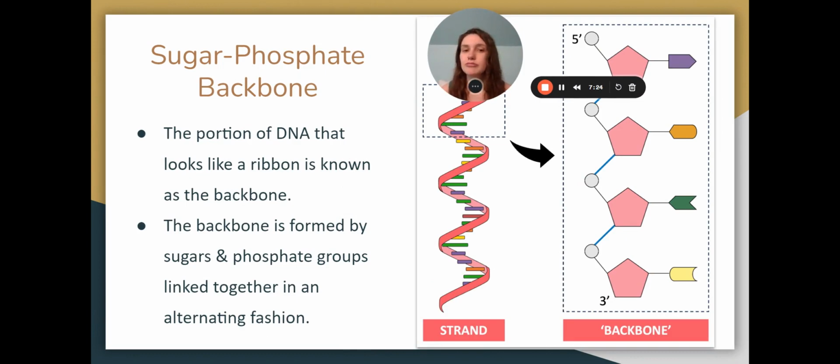So this sugar phosphate backbone is the ribbon portion of the DNA. Again, the portion of DNA that looks like a ribbon is known as the backbone. And the backbone is formed by these alternating sugar, phosphate, sugar, phosphate, sugar, phosphate, right? And again, ask yourself, what is this piece here? This piece is the nitrogenous base. And again, there are 4 nitrogen bases: adenine, thymine, cytosine, and guanine in DNA. So we've got this fun little ribbony guy.